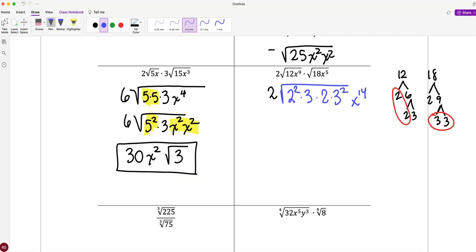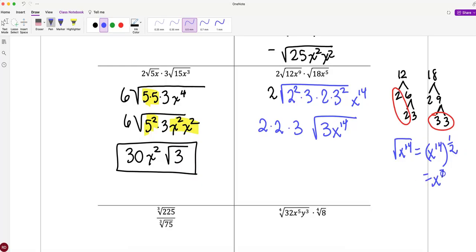So what you can see here is the 2 is going to come out. So you'll have 2 times 3, and you're left under the radical with x to the 14th. I can write that as x squared 7 times, right? Or if you think about it, if you're trying to take the square root of x to the 14th, that's x to the 14th raised to the 1/2 power, which is x to the 7th. So this final answer is 12 x to the 7th and the square root of 3.